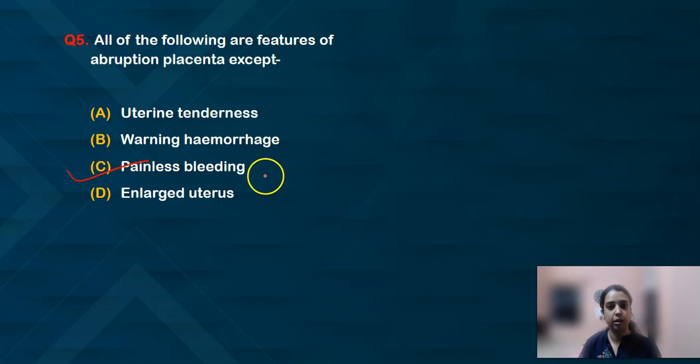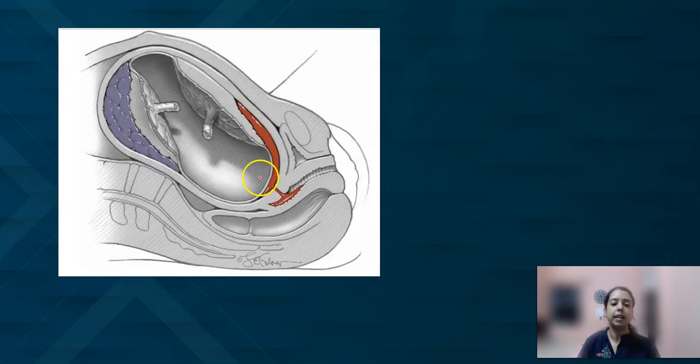Let's know a little about abruption. So, what is abruption? It is the premature separation of placenta which is normally situated. So, it is important that placenta is normally situated. It is not low-lying. But before labor, before its time, it gets separated from the uterus and leads to bleeding.